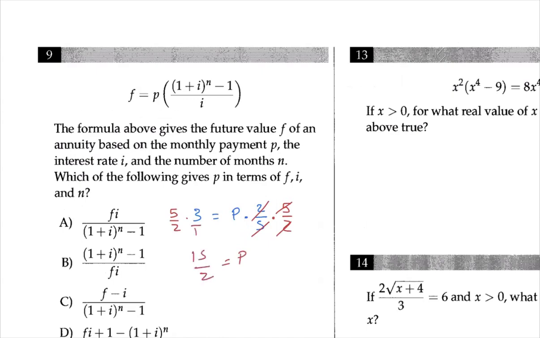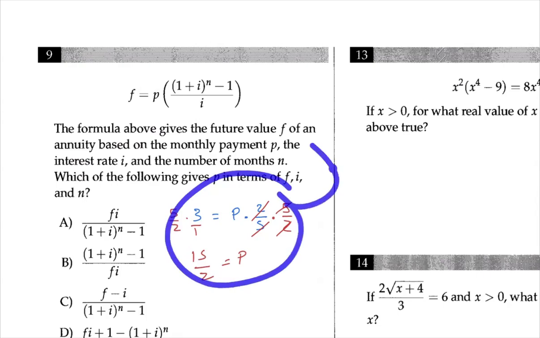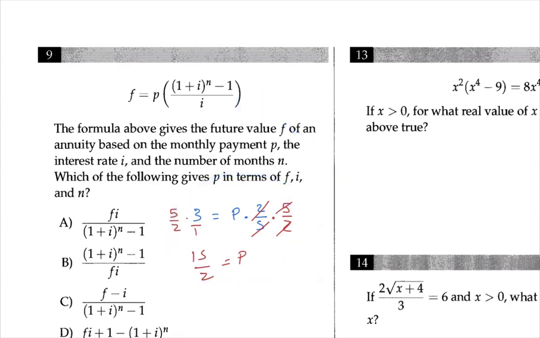How can we apply the same idea here on this formula? Think about this. Yeah, hold on for a second. Bravo. To get P, we need to multiply both sides by the reciprocal, right?